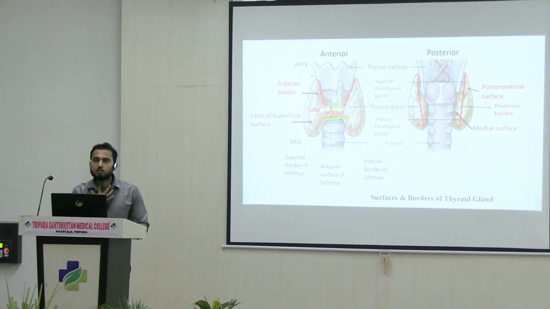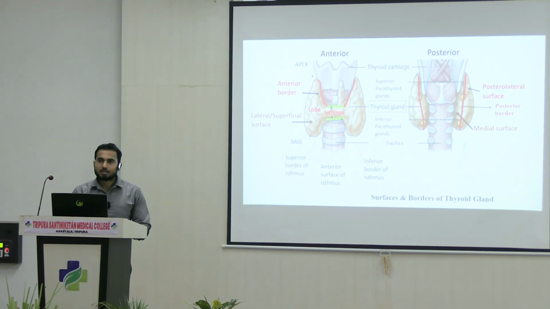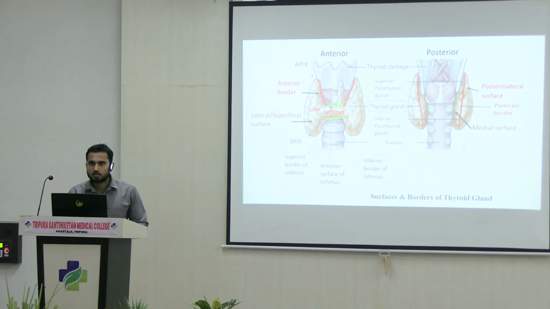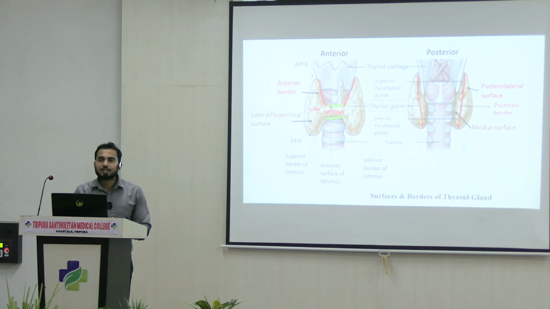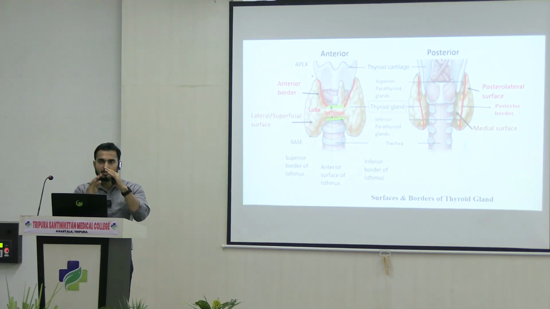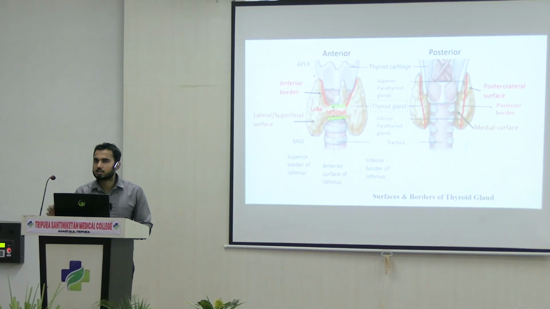The thyroid gland is not alone in the neck region. You have dissected the neck, you have seen the structures, right? So the thyroid gland is not situated alone in the neck, other structures are also there. So how to study the relations? For that, first we will start from the apex, then we will go to the base, then each and every surface, and then each and every border up to the isthmus.